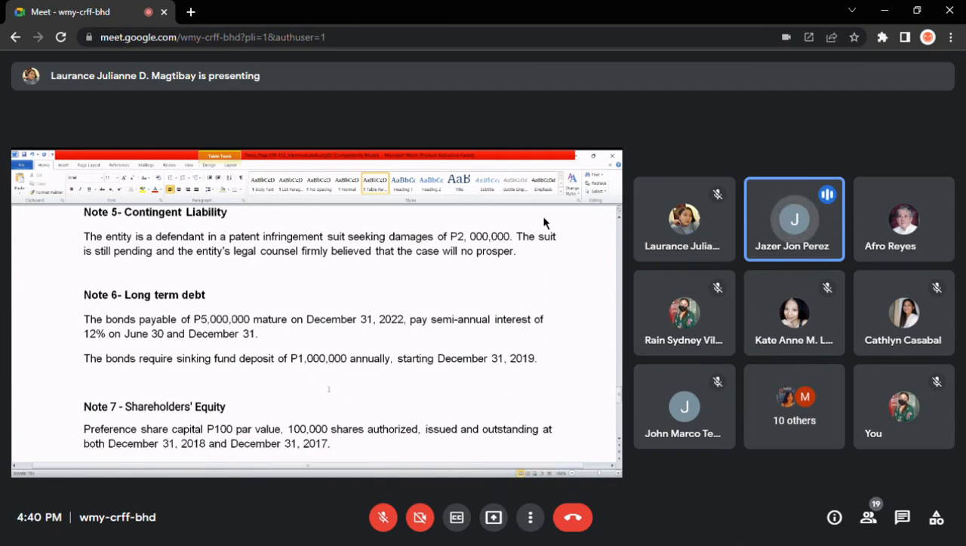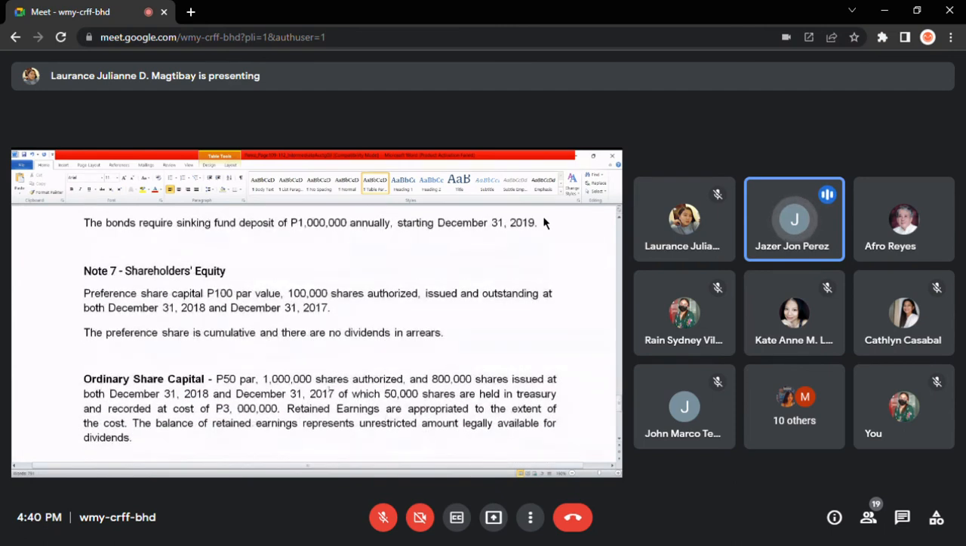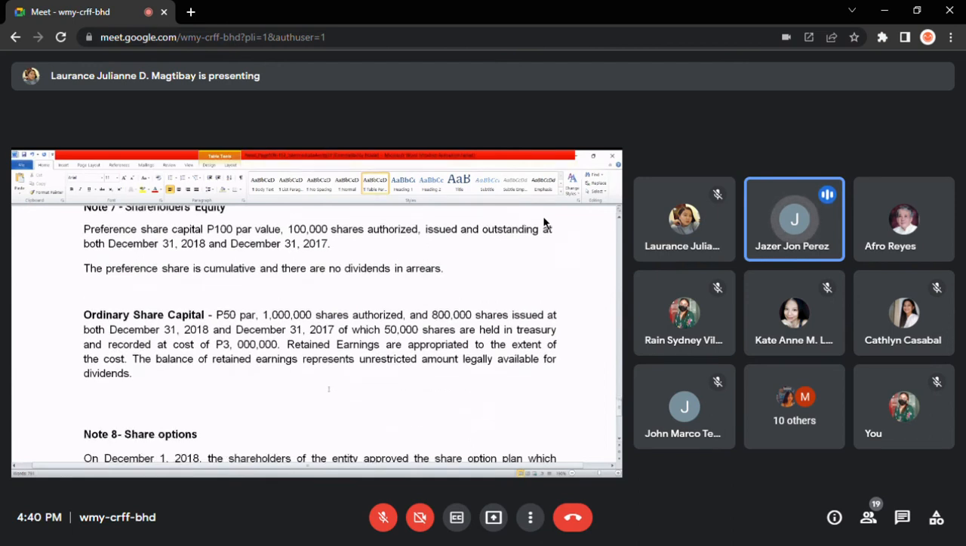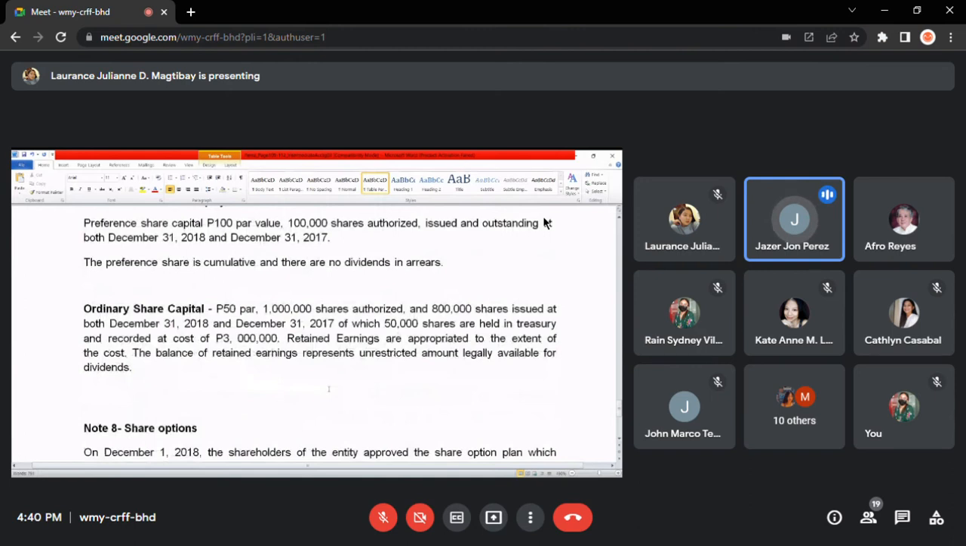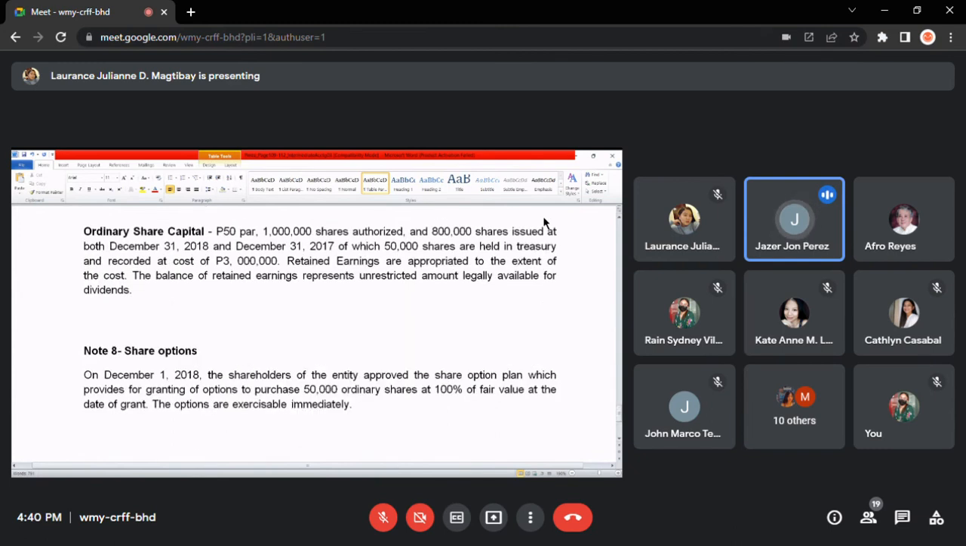Note 7, shareholders' equity. Preference share capital, 100 pesos par value, 100,000 shares authorized, issued, and outstanding at both December 31, 2018 and December 31, 2017. The preference share is cumulative and there are no dividends in arrears. And ordinary share capital, 50 peso par, 1 million shares authorized, and 800,000 shares issued at both December 31, 2018 and December 31, 2017, of which 50,000 shares are held in treasury and recorded at a cost of 3 million pesos.